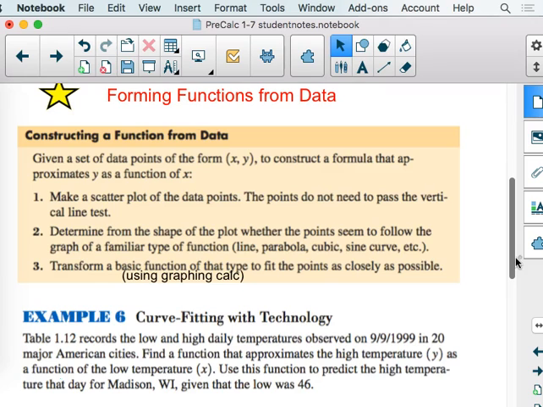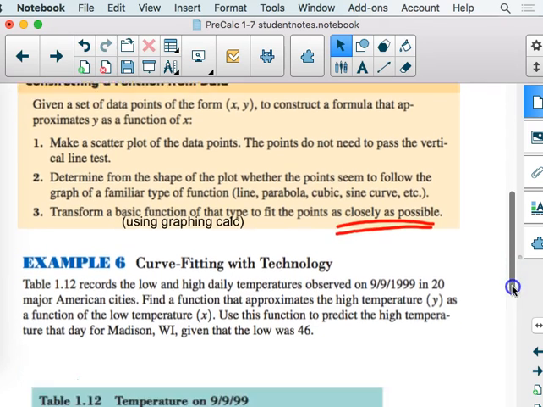And then transform one of those basic functions of that type to fit the points as closely as possible. And these words right here are telling us we should use a graphic. You know, as closely as possible. We could draw a pretty good line of best fit, and we could get a halfway decent equation for that. But the calculator uses a process called least squares regression that we just can't do by hand without a lot of extra time. So we're going to turn it over to the graphing calculator.